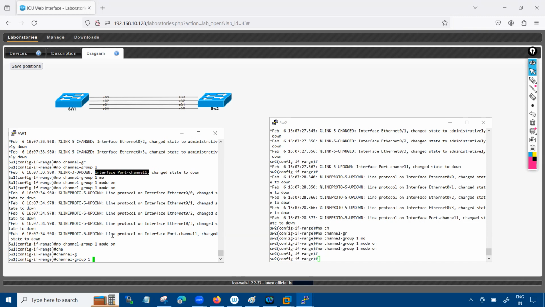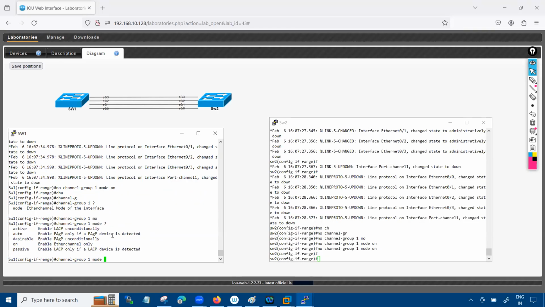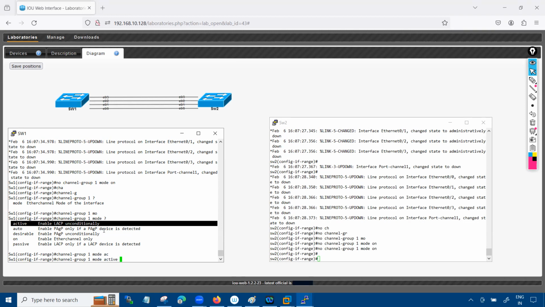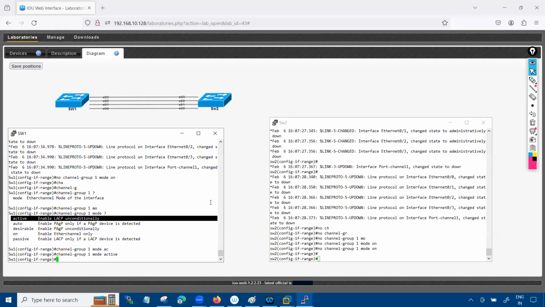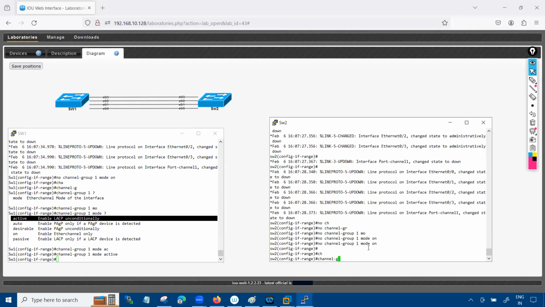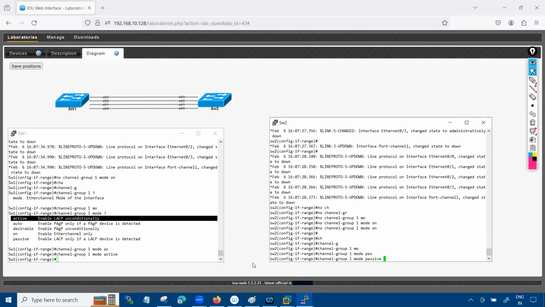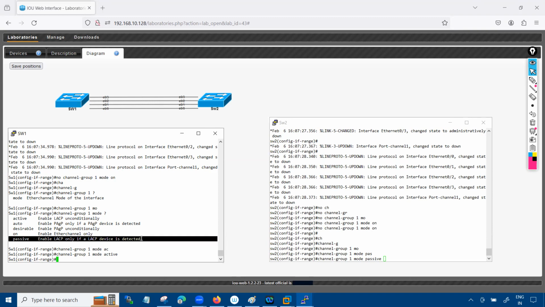So channel-group 1, and the mode I can call active for LACP on switch 1. And on this other side, channel-group 1 mode will be passive. Passive means enable LACP only if a LACP device is detected, meaning I can only accept the request.